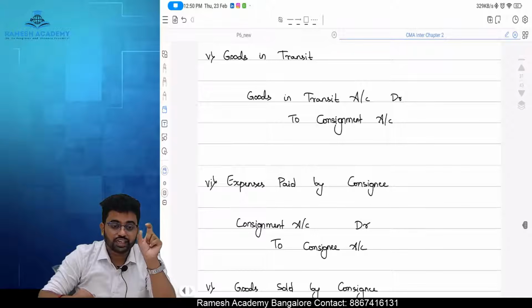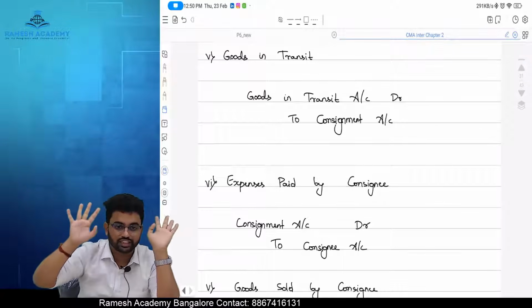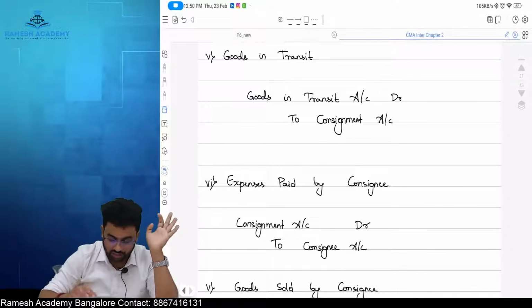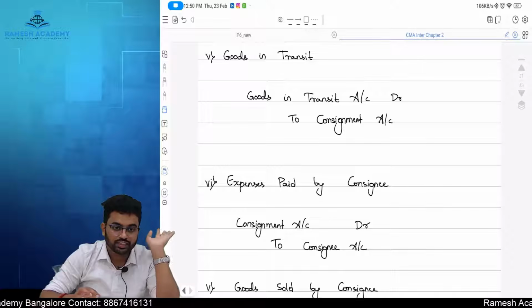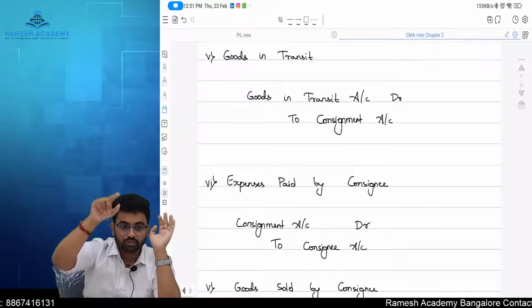If there is any loading element in the goods in transit, you should pass the reversal entry and eliminate it. If the goods are lost in transit, you should eliminate it on that also. Always make sure that you eliminate the loading by passing the opposite entry.